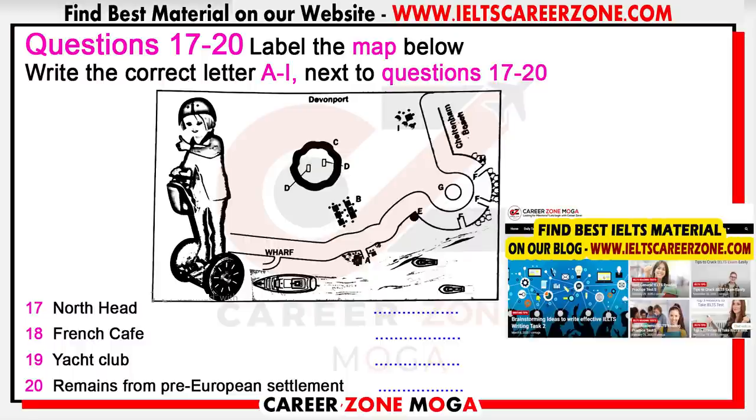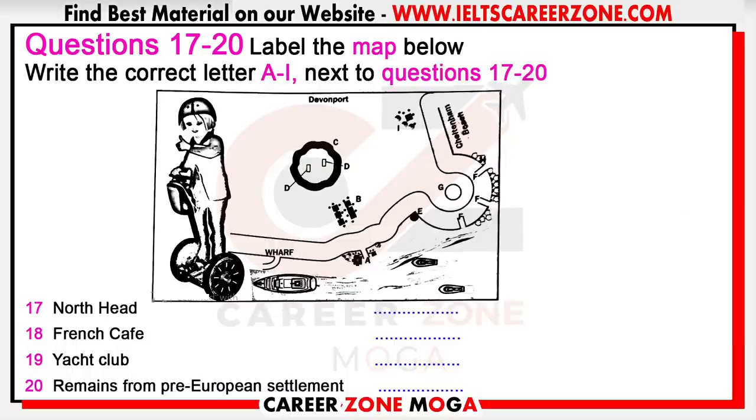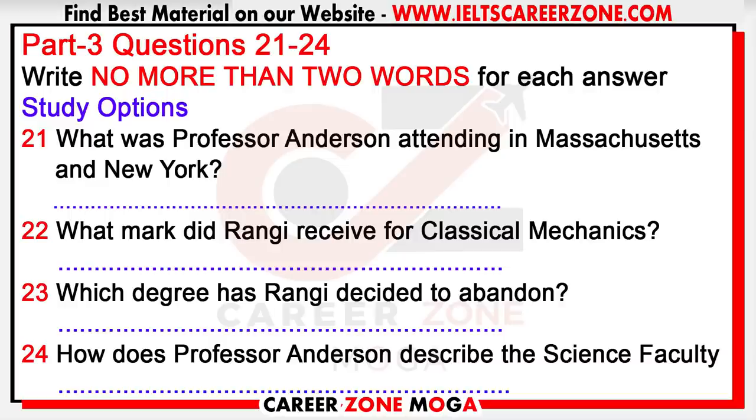You now have 30 seconds to check your answers. Now it turns to part 3. Study options. You will hear a professor talking to her student about his study options. Before you listen, you have 30 seconds to read questions 21 to 24.